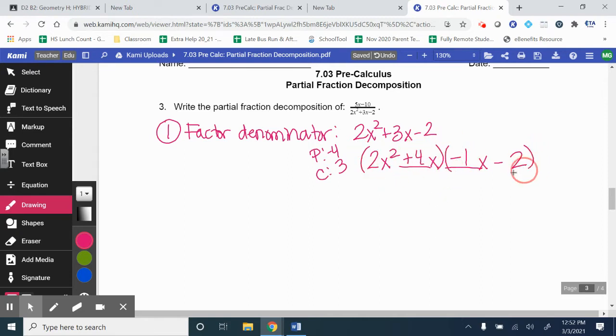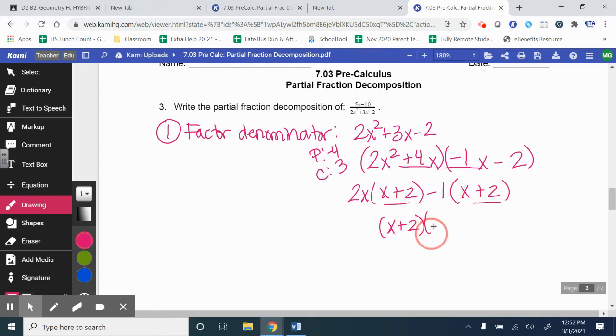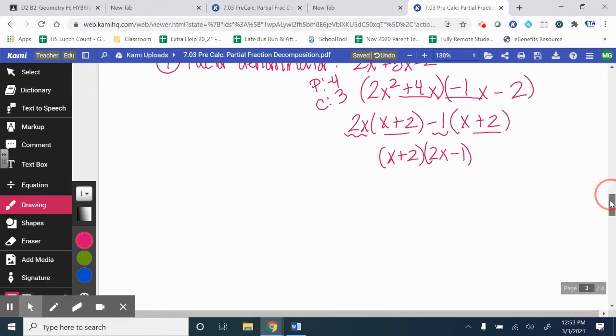Group my first 2, group my last 2. Factor out a 2x, leaving me with x plus 2. Factor out, since the first number is negative in the parentheses, a -1, leaving me with x plus 2. Parentheses are the same. Pull that out, write it only once, and then my leftovers, which are 2x minus 1. Okay, so that's my denominator factored. So now I have 5x minus 10 over 2x minus 1 times x plus 2.